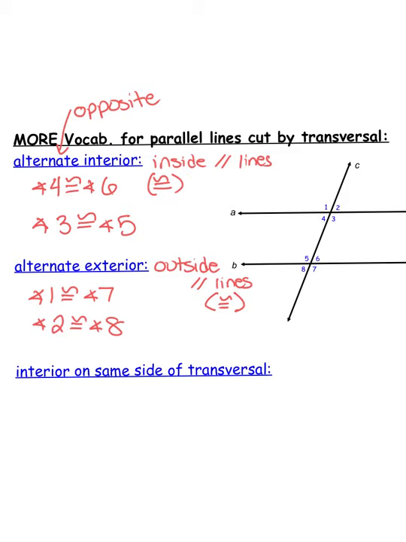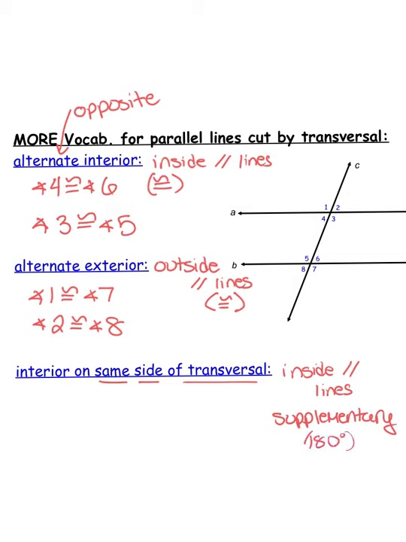We also have interior on the same side of the transversal. That means inside the parallel lines, and obviously same side of the transversal means they're on the same side of line C. And these are supplementary, which means they add up to 180 degrees. So for this vocabulary, we can say angle 4 plus angle 5 equals 180, and angle 3 plus angle 6 equals 180 degrees.